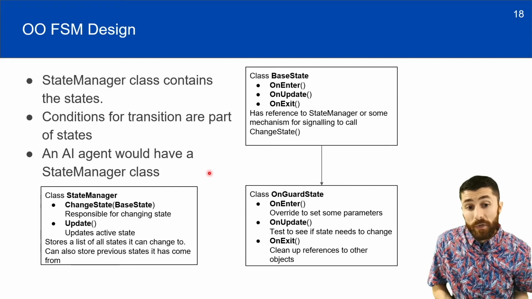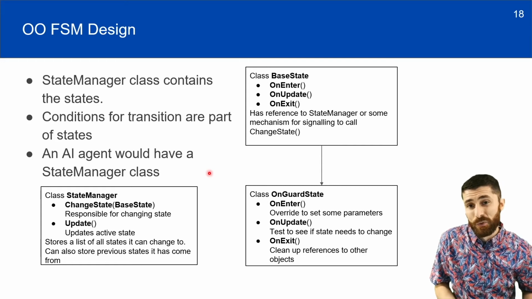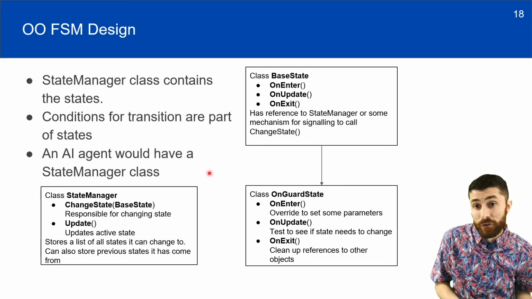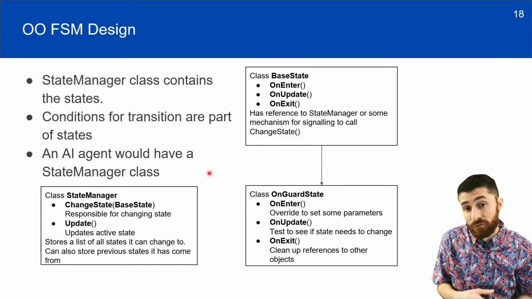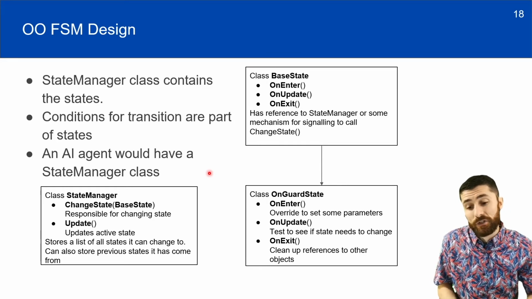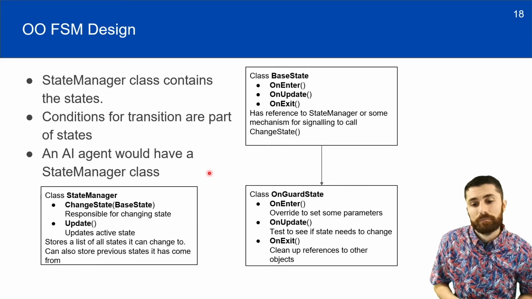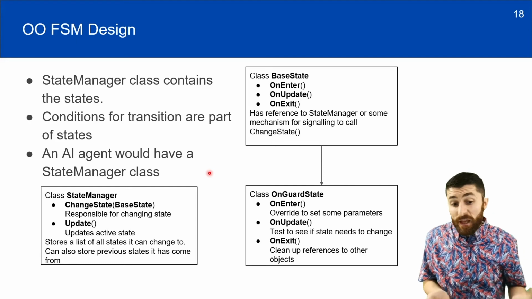One thing I do have to mention is that the states themselves contain the transitions to go to the other states. That would mean the actual if conditions that are being checked to see if it should transition to another state. And if it does, then it would do a function call into that state manager to say, okay, let's change the state. And that's pretty much it.